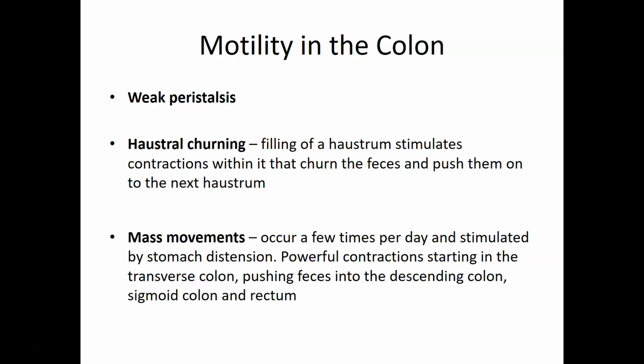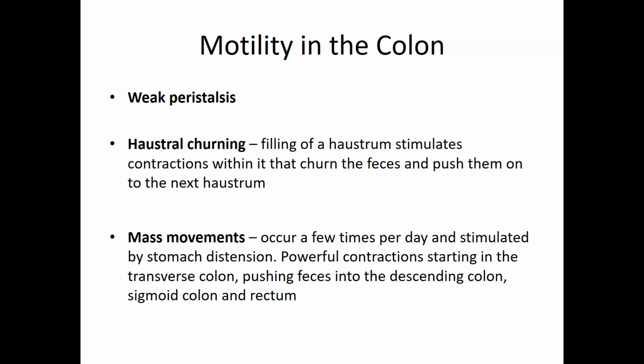The main drivers are what are called haustral churning and mass movements. In haustral churning, when a haustrum, one of those compartments, gets filled, that stimulates contraction of the circular layer of the muscularis.